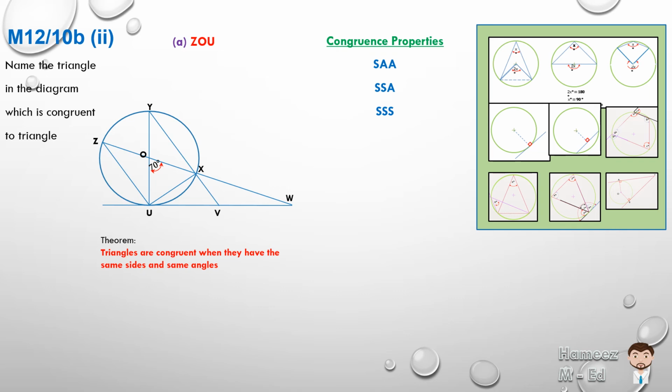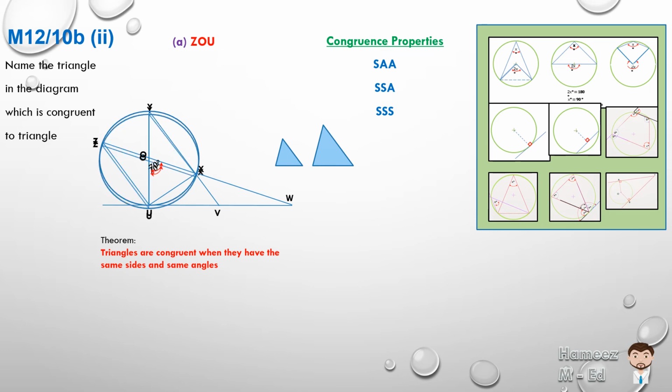What about if all 3 angles are the same? If all 3 angles are the same in 2 triangles, it could be that one triangle is an enlargement of the other triangle. And in that case, the size will not be the same. So we would say that those triangles are similar in that particular situation.